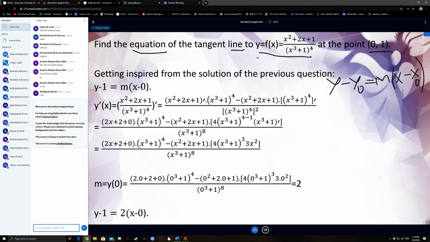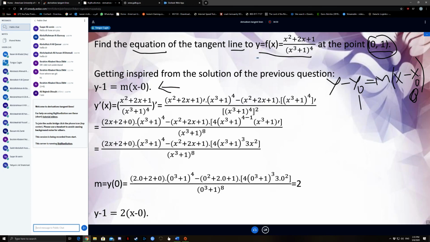Okay. I just need to find the coordinates of a point where the line passes from, and then find the slope. That's it. But as I told you, in these questions, they automatically give you the point. You don't need to look for it. It's in the question. There it is. 0, 1. Just write 0 instead of x0, and 1 instead of y0. That's your x0 and y0. And there it is. So that's the answer of the question.